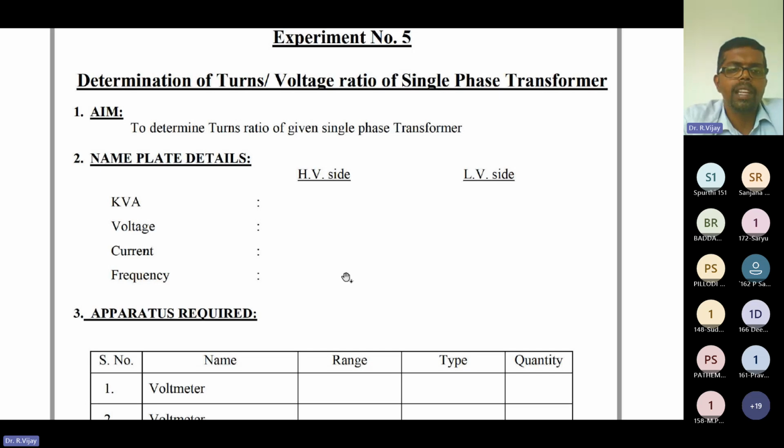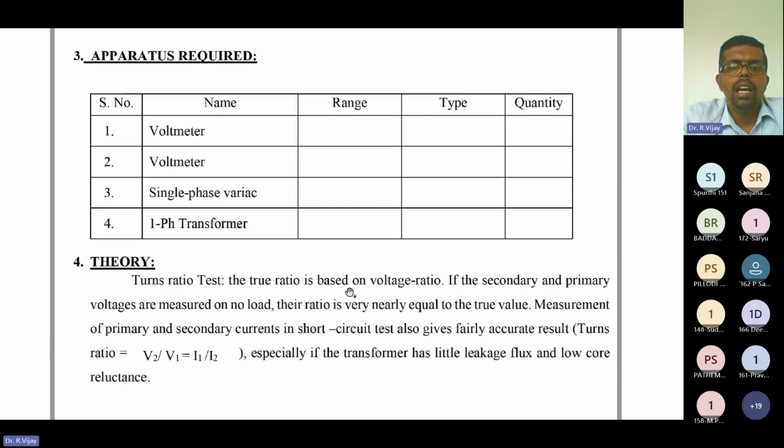Here, the turns ratio is based on the voltage ratio. If the secondary and primary voltages are measured on no load, their ratio is nearly equal to the true value. Measurement of the primary and secondary currents in the short circuit test also gives fairly accurate results. So if you short the transformer, as you do in your machines lab in the open circuit and short circuit tests, you will get an accurate value.